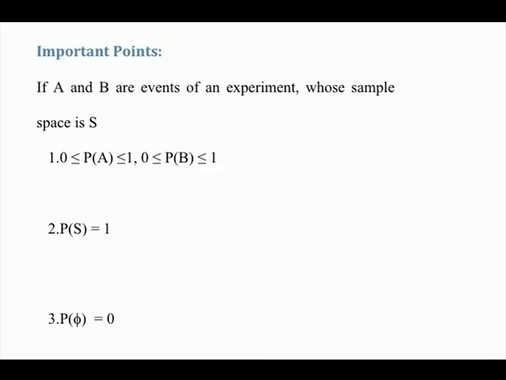So the first thing to keep in mind is the probability of an event A is always between 0 and 1. Probability cannot be more than 1, a key cardinal concept. Probability cannot be less than 0. It can be 0, but it cannot be less than 0, negative. So that's quite intuitive in a sense.